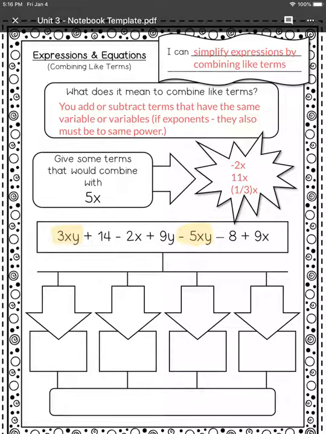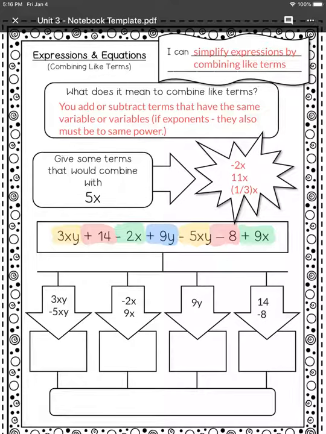So next I'm going to look for my x terms. The first x term I see is a negative 2x. I also see a positive 9x. Then I see y, a term with just y in it. I see a positive 9y. And finally, I see two numbers, positive 14 and negative 8. They're just plain old numbers. They're also called constants, and I notice that I can add those together.